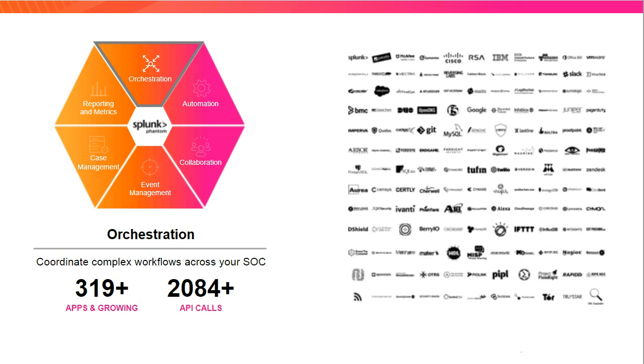Phantom supports over 300 of these apps, and if you have a tool that we don't have an app for, we can build that for you, or you can build your own with our app builder. As long as it has an API on the back end of it, we can integrate with it. And across those 300 apps, we can perform more than 2,000 different actions.